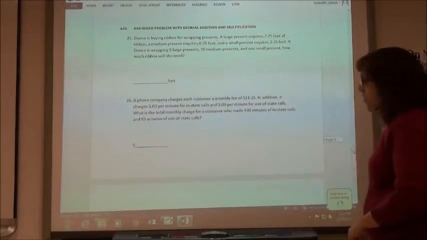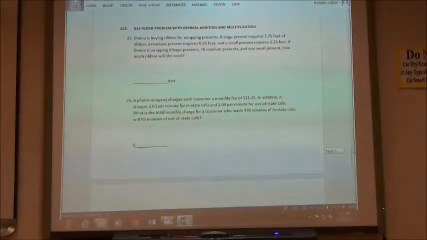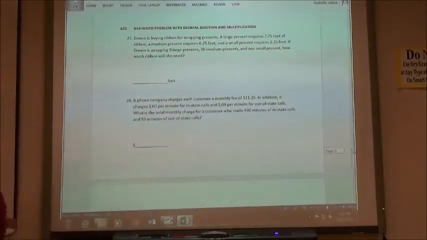And then we get to some more word problems. These ones I'm fairly sure that your calculator is active because these are longer ones. Donna is buying ribbon for wrapping presents. A large present requires 7.75 feet of ribbon. A medium present requires 6.25 feet. And a small present requires 2.25 feet. Donna is wrapping 9 large presents, 10 medium presents, and 1 small present. How much ribbon will she need?